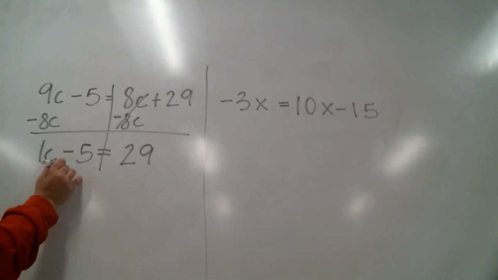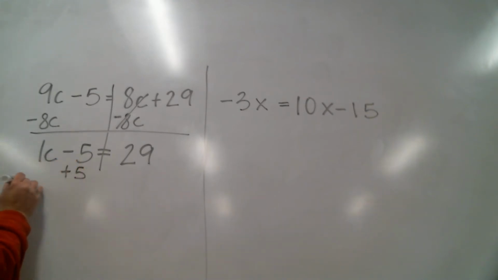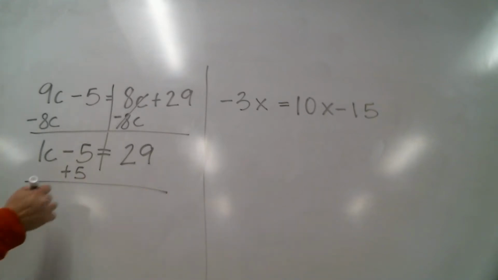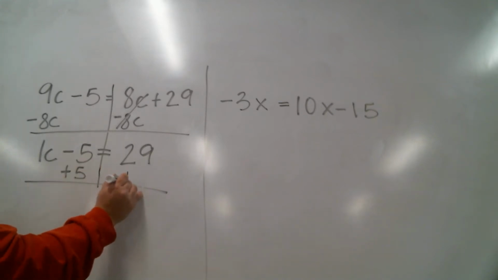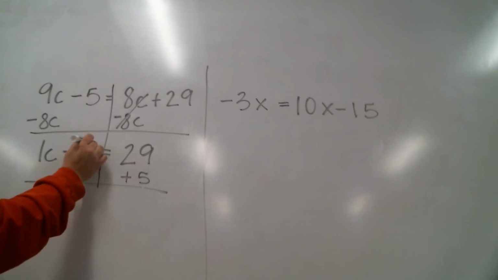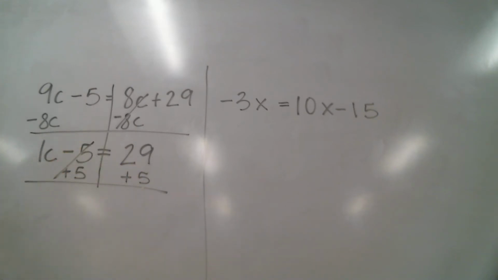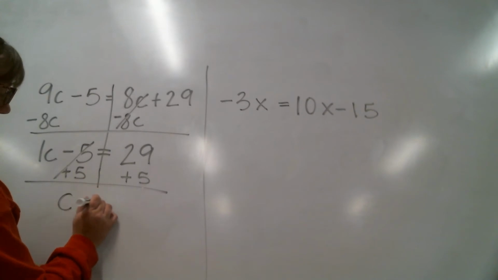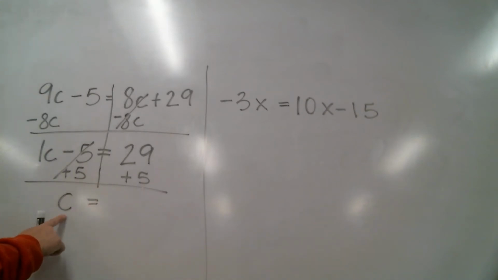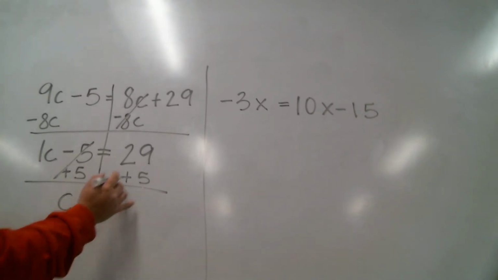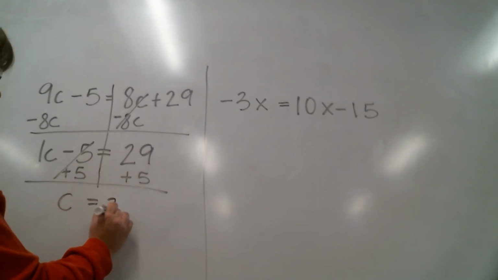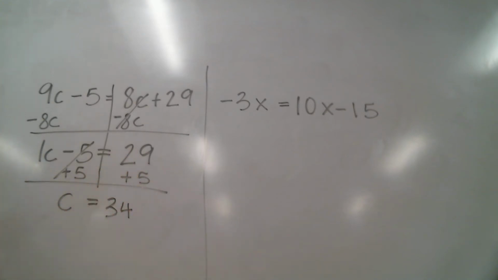So here I just need to add, I've got a -5, I need to reverse that by adding 5. So if I added 5 here, I also need to add 5 here. So I've got 1c. I'm going to rewrite this just as c. We don't need to have the 1 in front of it. Okay. We know that if it's just a c, it's 1c. So c equals 29 plus 5 would be what? 34. So c equals 34.